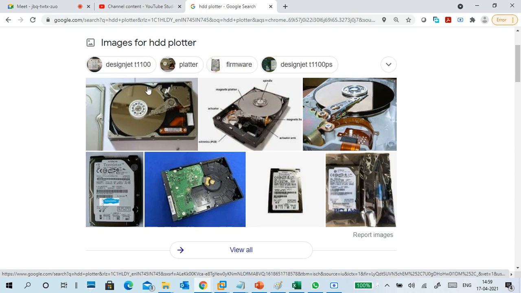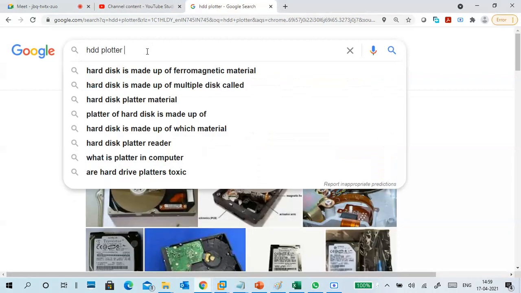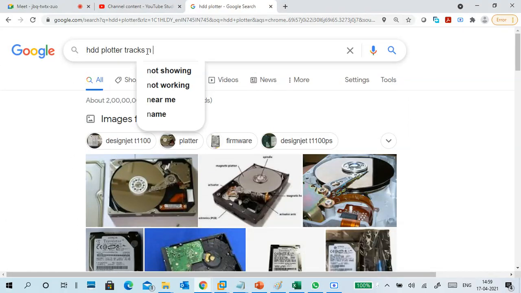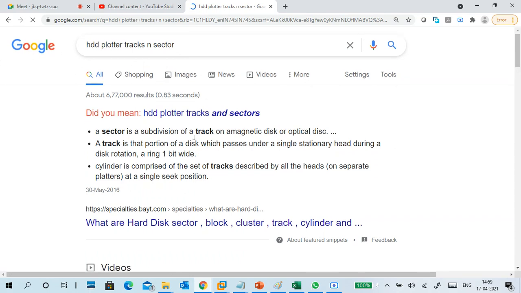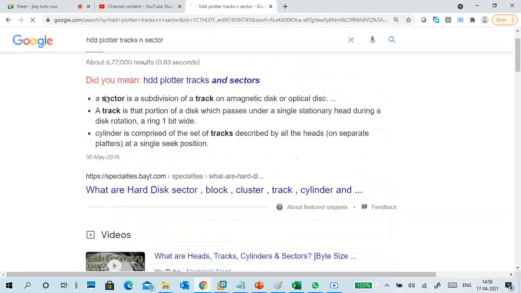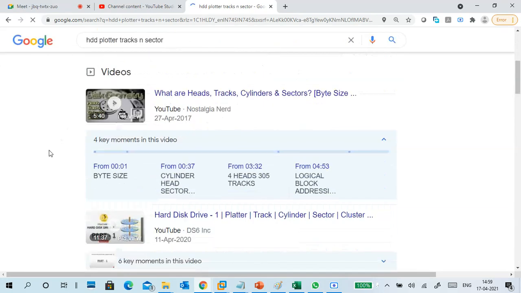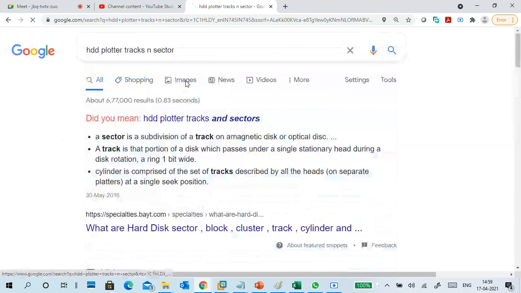Okay, so this is the platter. This platter is divided into tracks and sectors. A sector is a subdivision of a track in a magnetic disk or an optical drive.